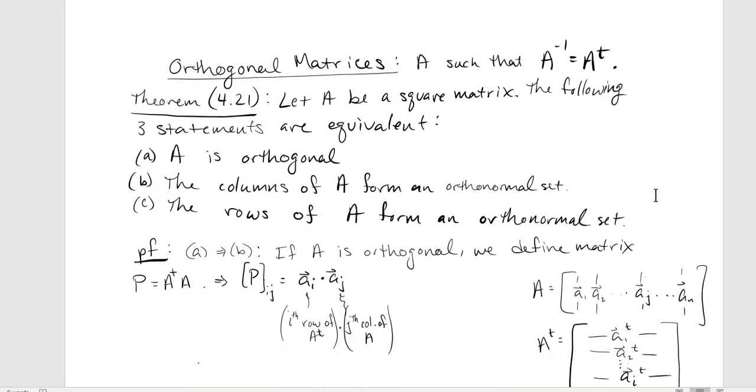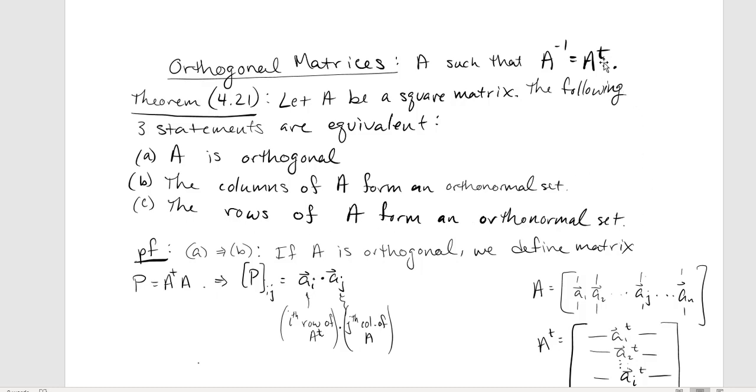Okay, let's talk about orthogonal matrices a little more. Remember, a matrix A such that A inverse is just its transpose is how we described orthogonal matrices a while back in lecture. Let's start here with theorem 4.21 that says, let A be a square matrix. The following three statements are equivalent. First, A is orthogonal. B, the columns of A form an orthonormal set. And C, the rows of A form an orthonormal set.